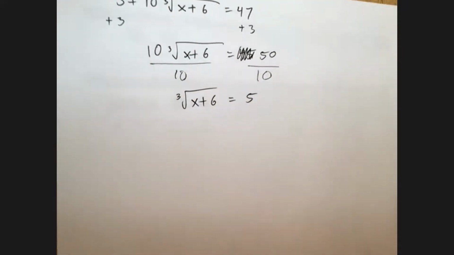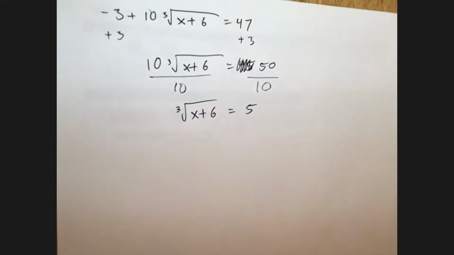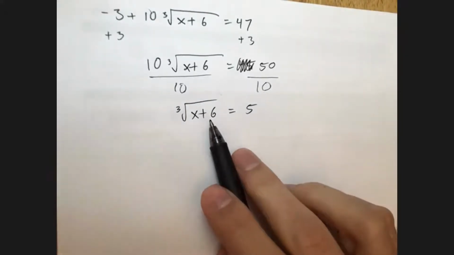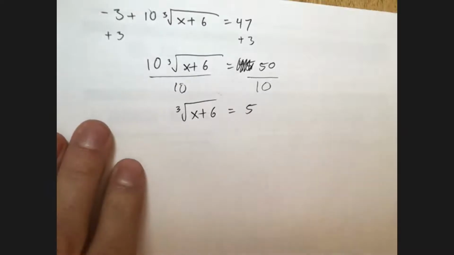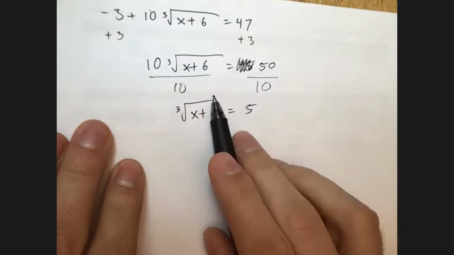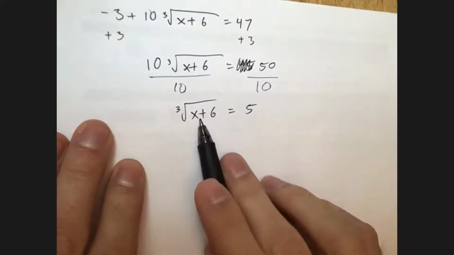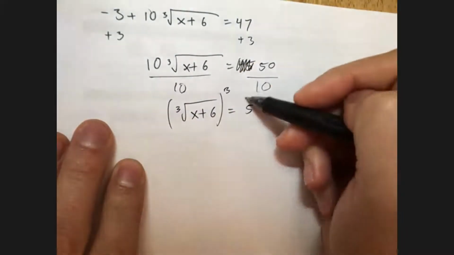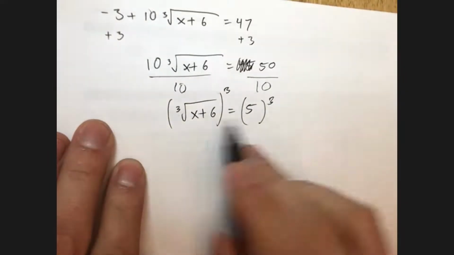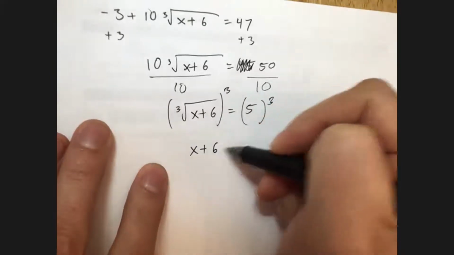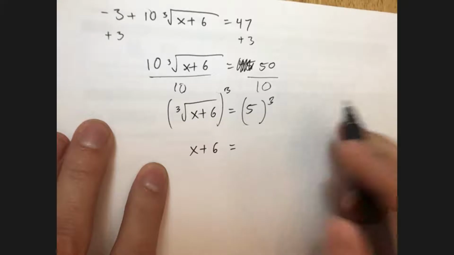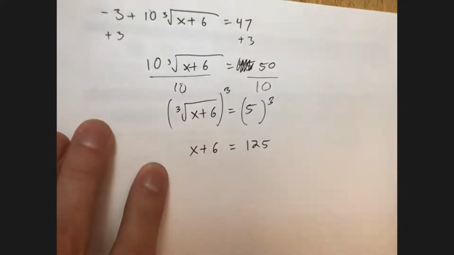So when we get to this point, we've got the radical isolated on one side of the equation. Now we can just cube both sides, right? If you take the cube root of something and cube it, you just get that something back. So what we'll do now is we'll cube both sides. So cube root of x plus 6 cubed is x plus 6. 5 cubed, that's 5 times 5 times 5. That's 125.